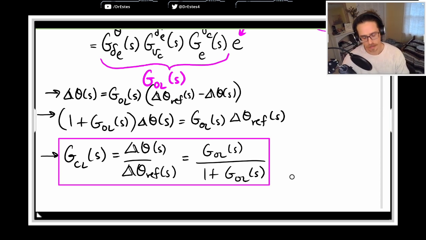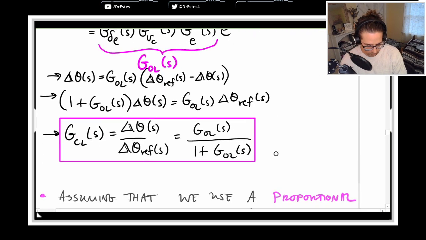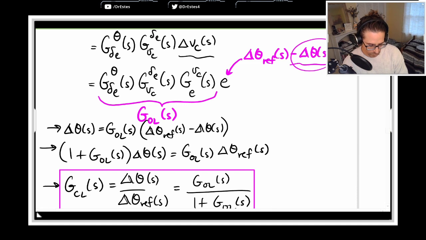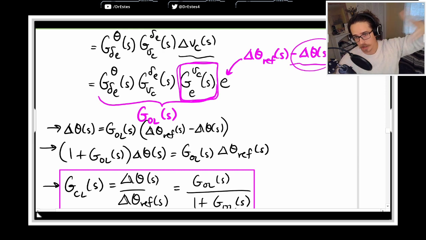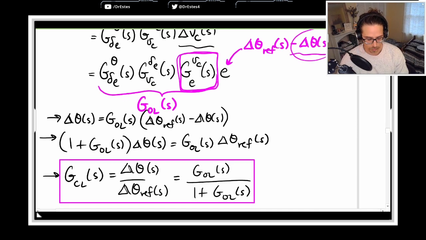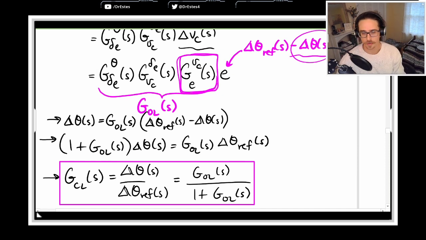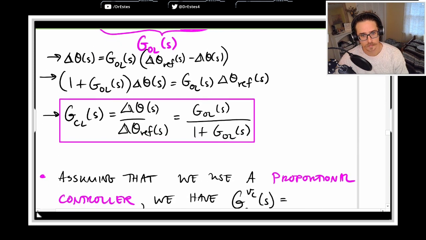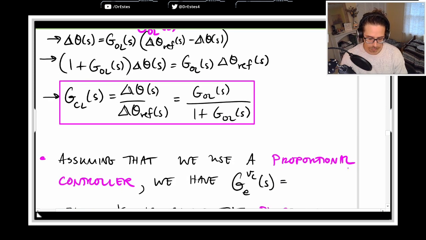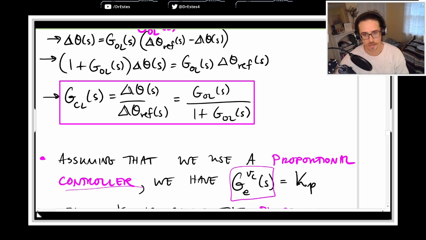Now, before we bring this into MATLAB, we have to define a transfer function for our control block, which is the transfer function that takes in the error and outputs the voltage. So we're going to try two controllers today. The first controller we're going to try is the simplest of simple controllers. It's called a proportional controller. Assuming that we use a proportional controller, our controller block is going to be equal to just a constant, which I'll call K sub P, where P is for proportional.